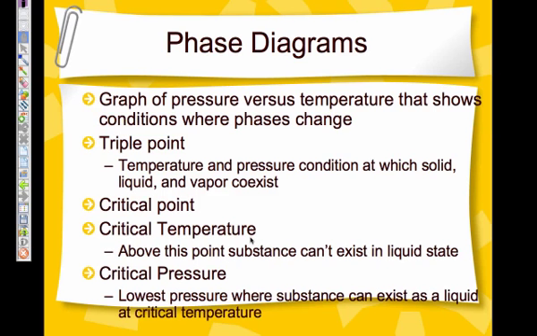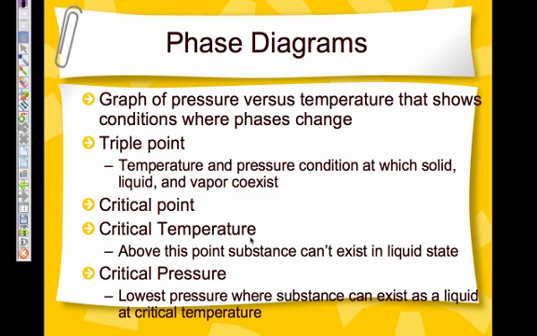Okay, and the last thing today is phase diagrams. We're going to graph some of the temperature and pressure changes. It's a graph of pressure versus temperature that shows the conditions where phases change. There's a couple points that we need to know. The triple point is the temperature and pressure condition in which solid, liquid, and vapor all coexist. So there's a specific point where all three phases can exist at once in equilibrium.